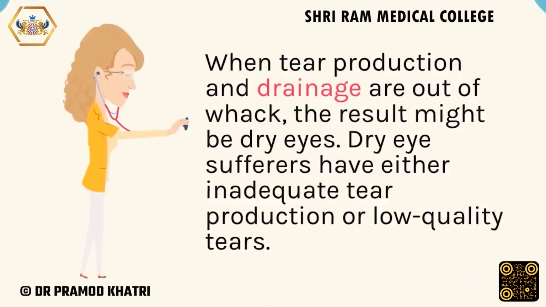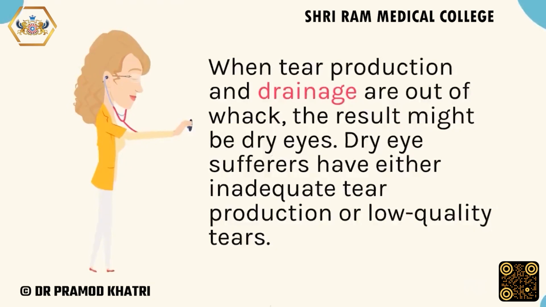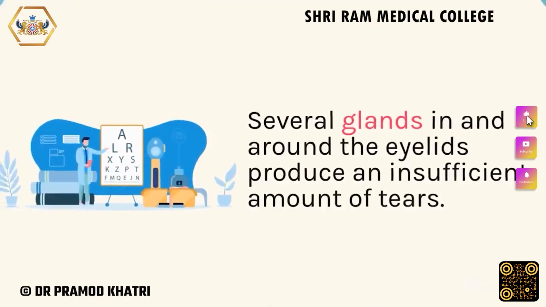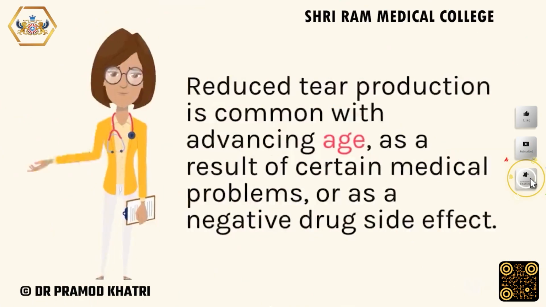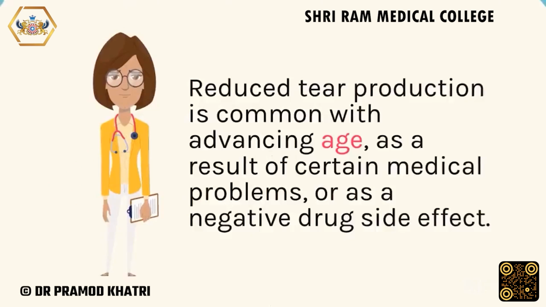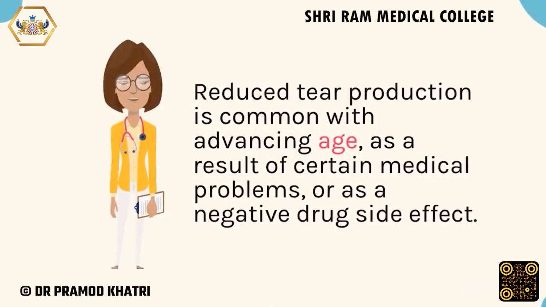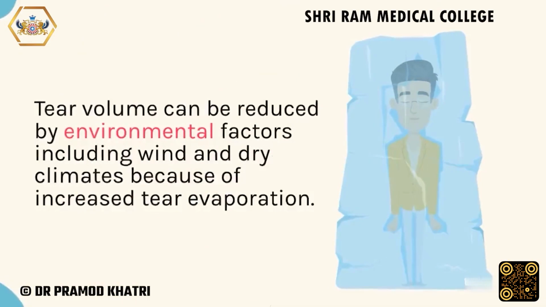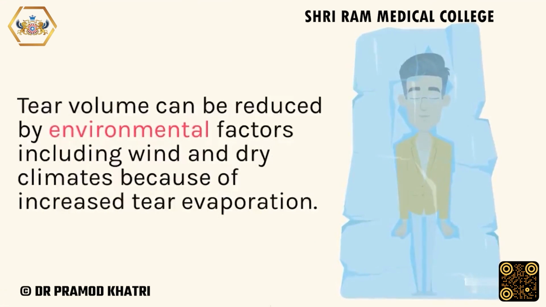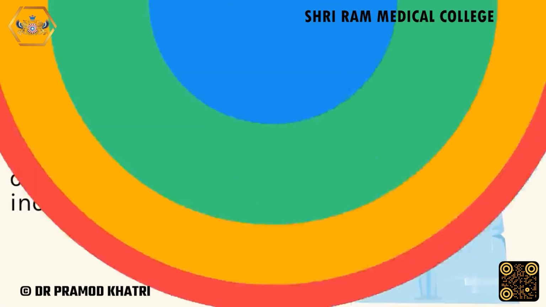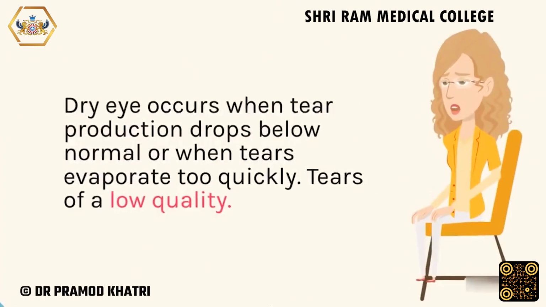Dry eye sufferers have either inadequate tear production or low-quality tears. Several glands in and around the eyelids produce an insufficient amount of tears. Reduced tear production is common with advancing age, as a result of certain medical problems, or as a negative drug side effect. Tear volume can be reduced by environmental factors including wind and dry climates because of increased tear evaporation. Dry eye occurs when tear production drops below normal or when tears evaporate too quickly.